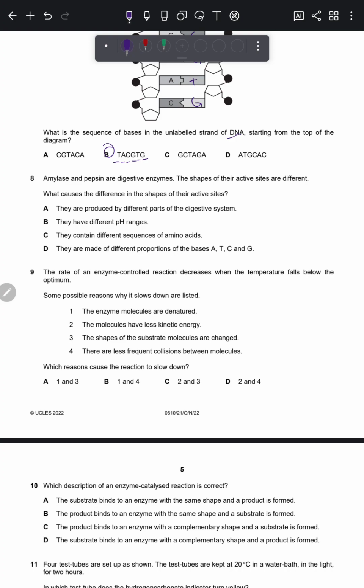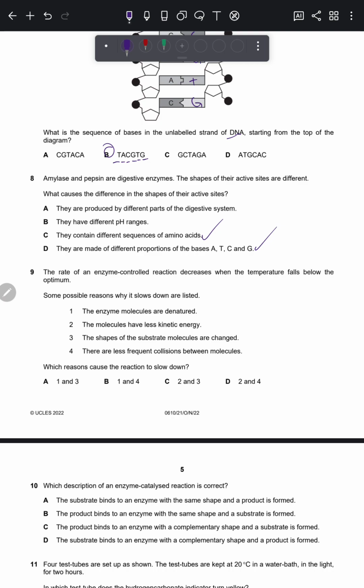Amylase and pepsin are digestive enzymes. The shape of their active sites are different. What causes the difference in the shapes of their active sites? They are different because they're produced by different parts of the digestive system. They have different pH ranges. They contain different sequences of amino acids. They're made of different proportions of the bases.